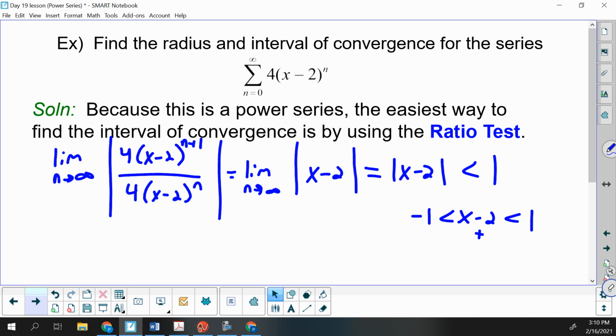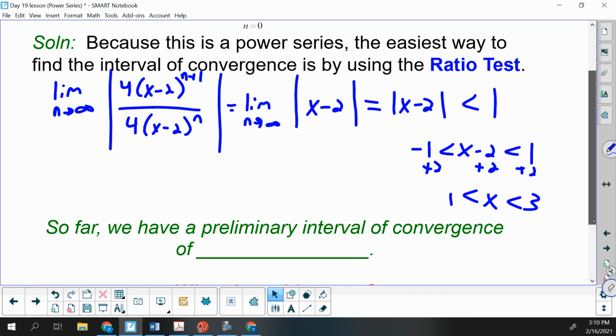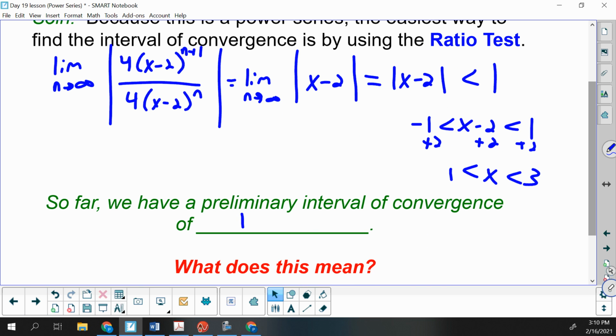Well, now we just solve this. We've got to add 2 to all the spots. So we get 1 is less than x is less than 3. So that's what we have so far for our interval of convergence. We're not done yet, because we're going to have to check our endpoints to see if they're included or not. But let's first talk about the meaning of this.